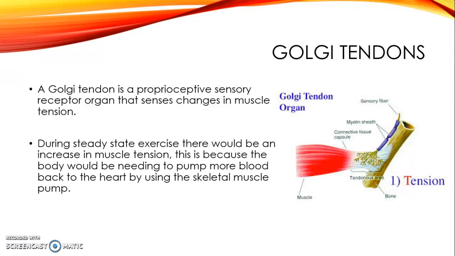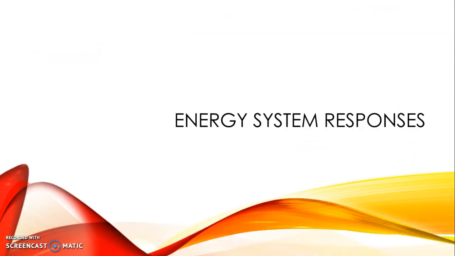This is designed so that all blood that is below the heart can be pumped straight back up into the heart and get it sent oxygenated and circulated back around the body when it is most needed. I will now be discussing the energy system responses to steady state exercise.